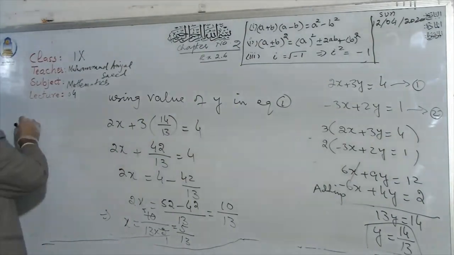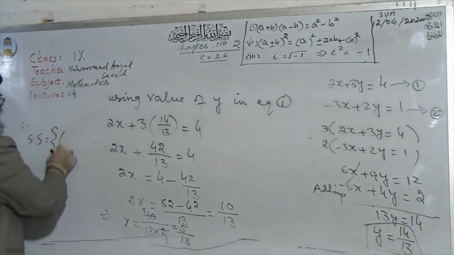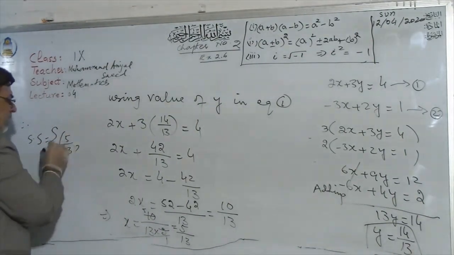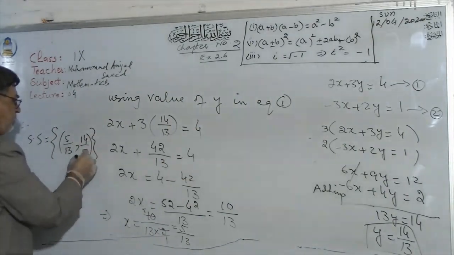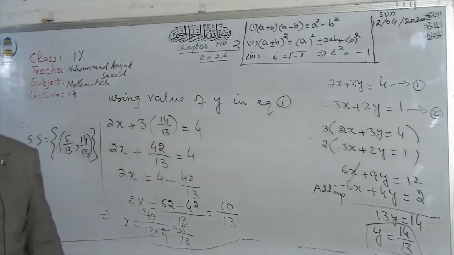Therefore, your answer is, solution set is, first is the value of x always, 5 over 13, and the second one is 14 over 13. My dear students, this is the answer of your first part of question number 7.